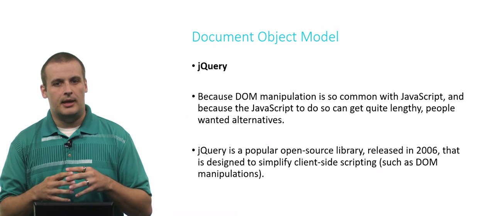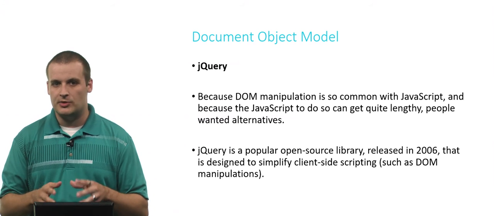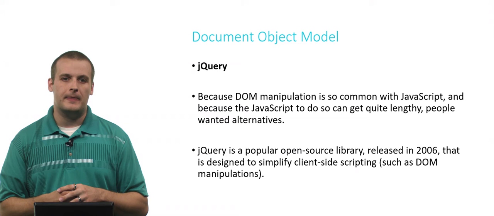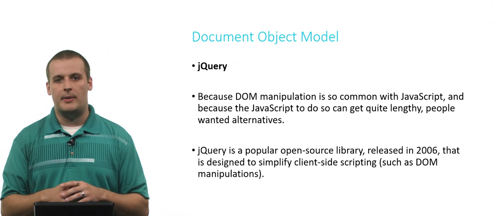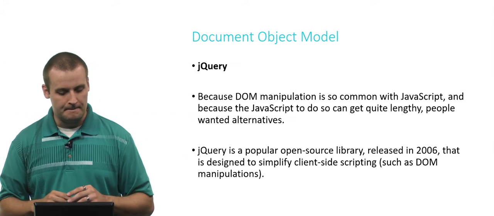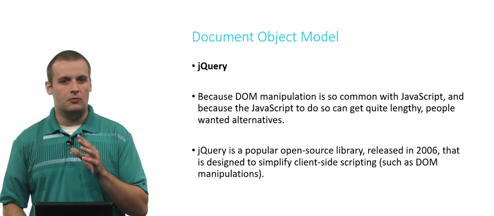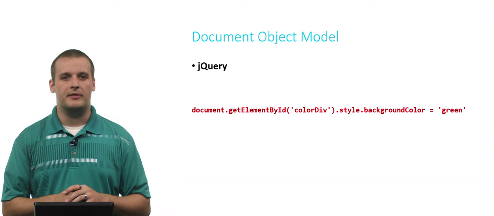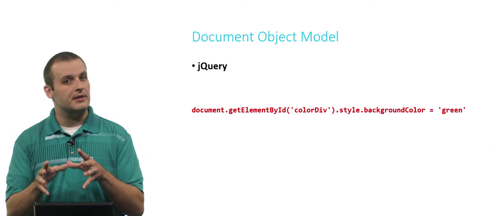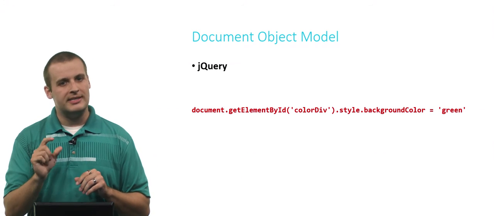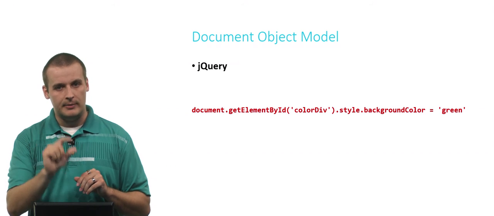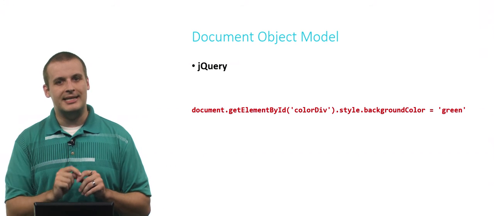Document object manipulation is one of those things it does really well, and it also does AJAX queries, which we'll talk about in another video on AJAX quite well also. So for example, the raw JavaScript version of this, what we're doing here in this raw JavaScript is changing one section of the page. I'm finding the element of my page whose ID is color div.